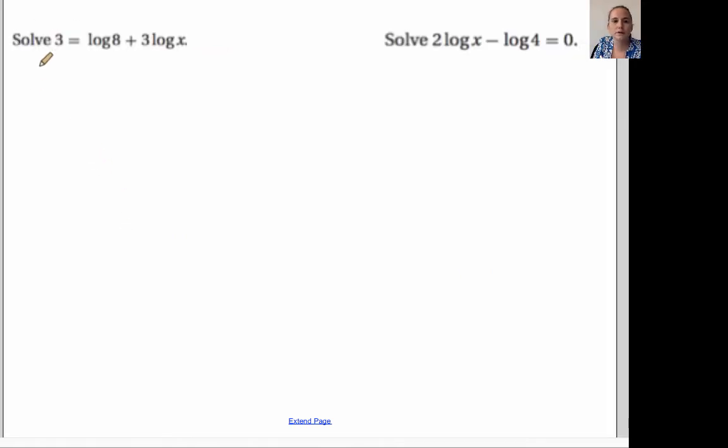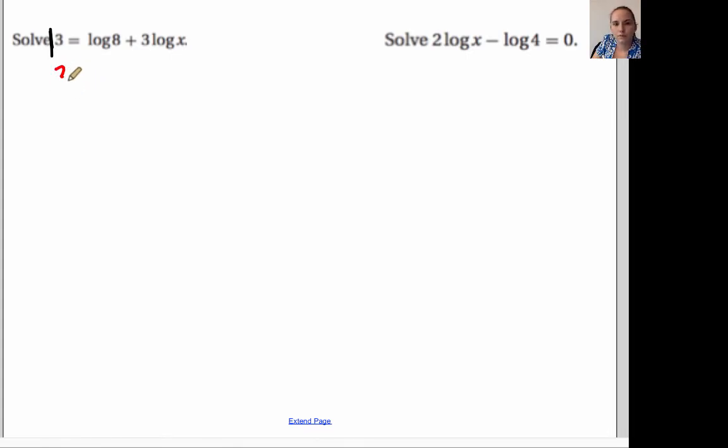Sorry, it's a little blurry. It looks a little blurry on my screen. So the word solve is just telling me what to do. Here is the problem. 3 equals, let me change my color here. 3 equals log of 8 plus 3 log of x.